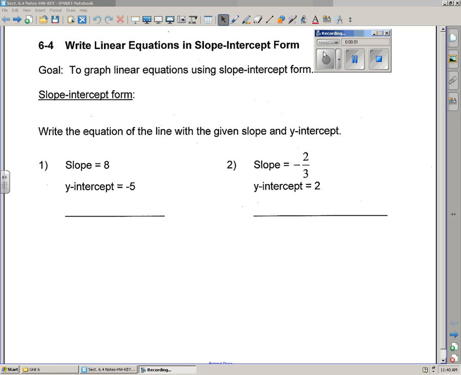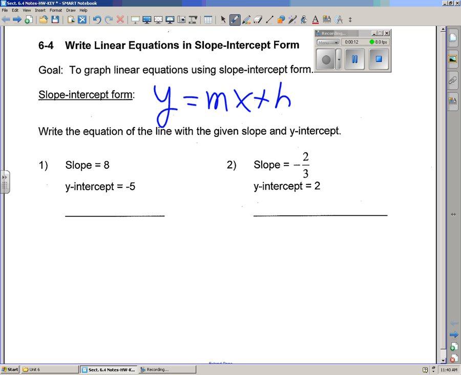So for today's lesson, what we're going to do is write equations in slope-intercept form. And I think you know this already, that the equation of a line in slope-intercept form is y equals mx plus b. Again, we do this over and over again. The m is your slope. The b is your y-intercept, and that's the point where the line crosses over the y-axis.